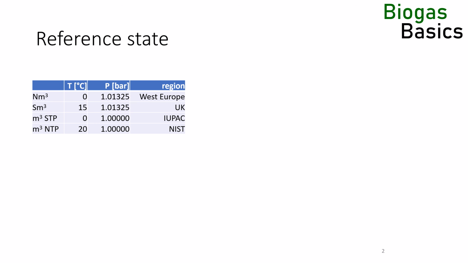We start with the reference state of gas. Every time a gas volume flow or a gas yield is mentioned, a reference condition should be stated as well. So, when we say a feedstock makes 200 cubic meters of biogas per ton, it implies that the 200 cubic meters are at a certain pressure, temperature, and humidity.